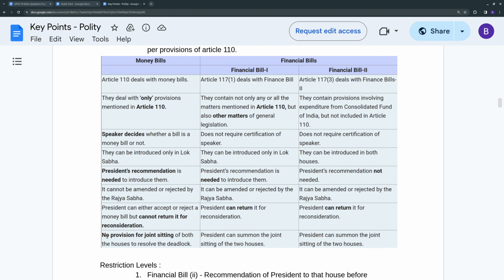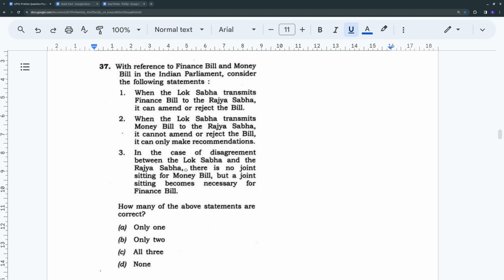So we'll see. The last point is, no provision for joint sitting for both the houses to resolve the deadlock. That is for money bill. And president can summon the joint sitting for the two houses for finance bill 1. President can summon the joint sitting for the finance bill 2 also. So the statement, in the case of disagreement, there is no joint sitting for money bill, but a joint sitting becomes necessary for finance bill is true. All these statements are true.